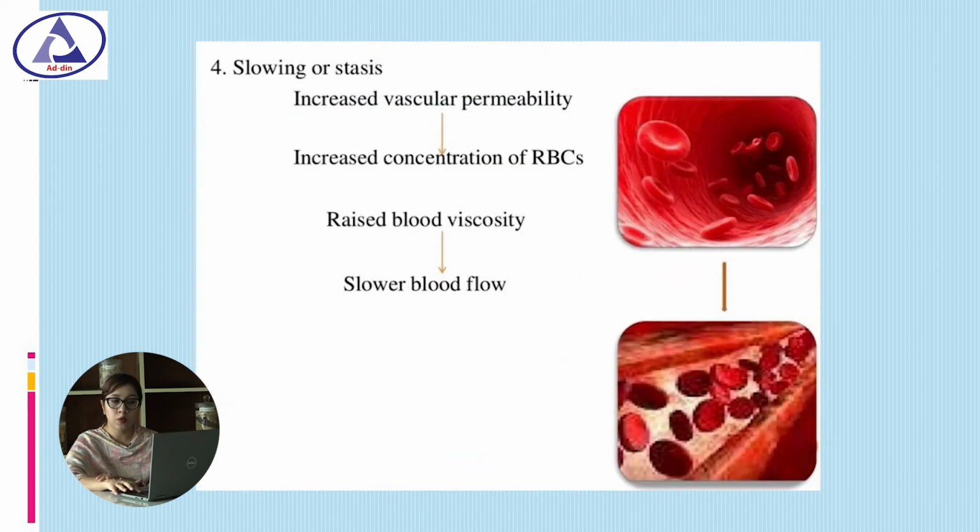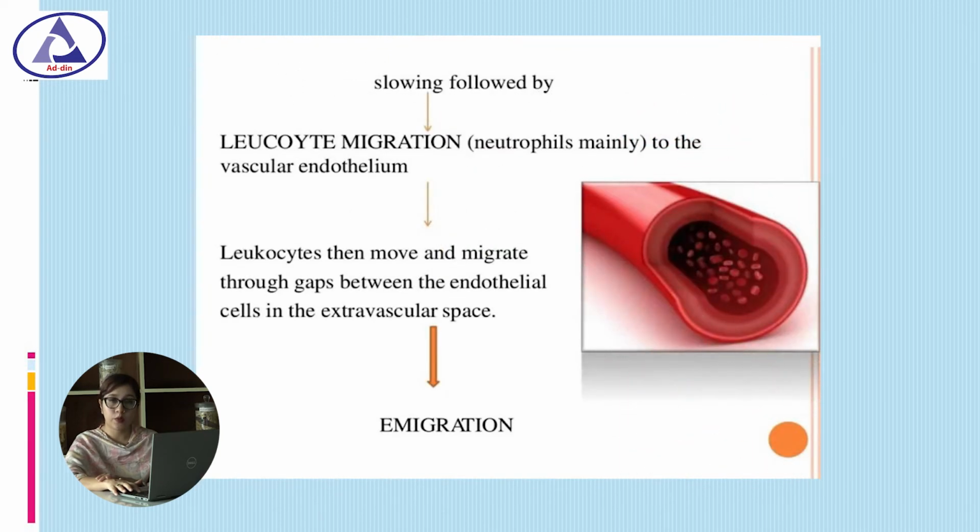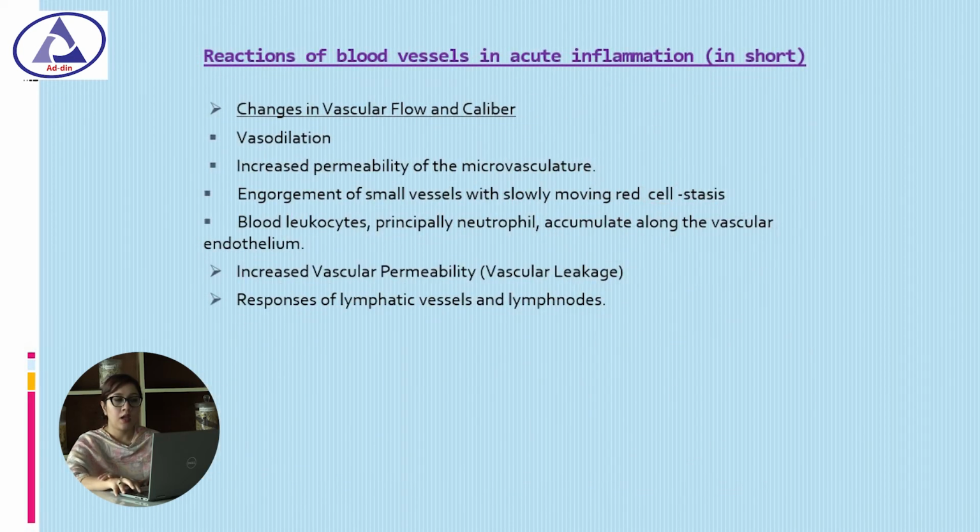Now, increased vascular permeability causes increased concentration of RBCs, which causes raised blood viscosity and slower blood flow, which is known as stasis. Slowing is followed by leukocyte migration, mostly neutrophil, to the vascular endothelium. Leukocytes then move and migrate through gaps between the endothelial cells into the extravascular space, which is known as immigration. Now, reaction of blood vessels in acute inflammation.